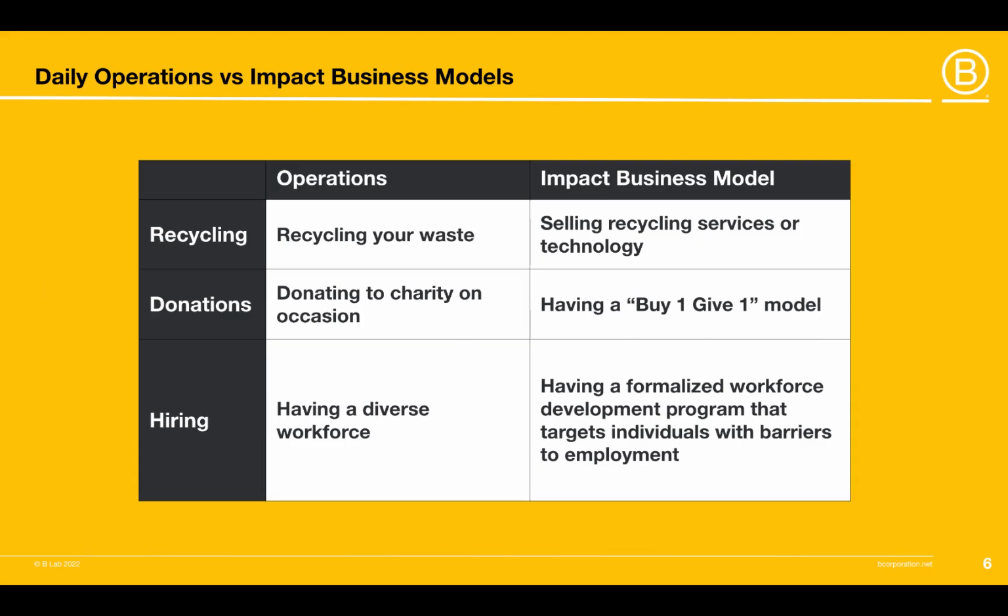Here are a few examples that highlight the differences between operational impact and impact that would be captured in an IBM. This first example is focused on recycling. Let's say your company pays extra to your local waste management services so that you can recycle materials from your daily operations. This would be an example of an operational impact that is not specific to the company's structure or business model. However, if your company was the one selling recycling services, you would likely be eligible for an IBM.